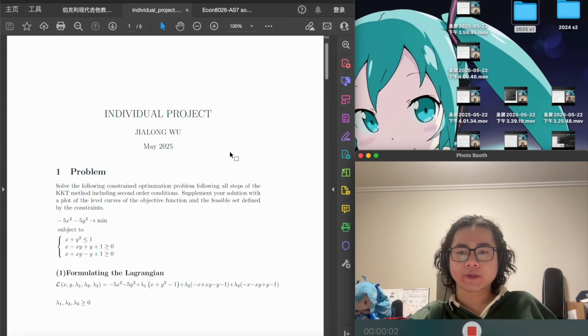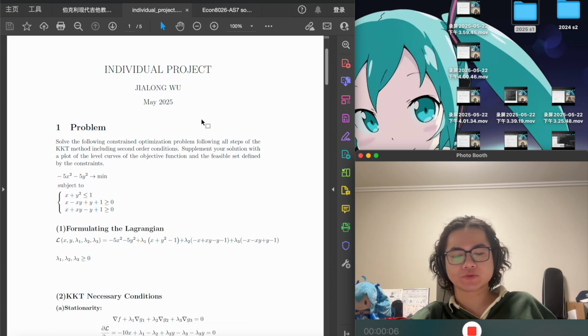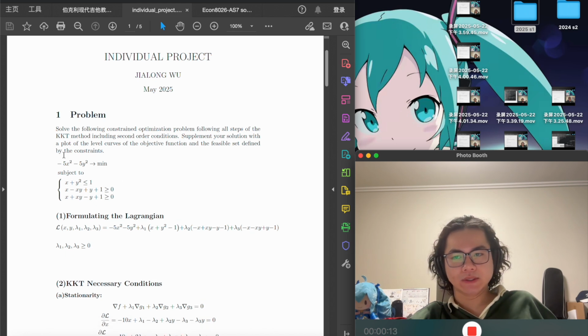Hello, I'm JIALONG WU, and today I want to present my individual project on solving a constraint optimization problem using the KKT conditions. The goal is to minimize the objective function subject to these three constraints.